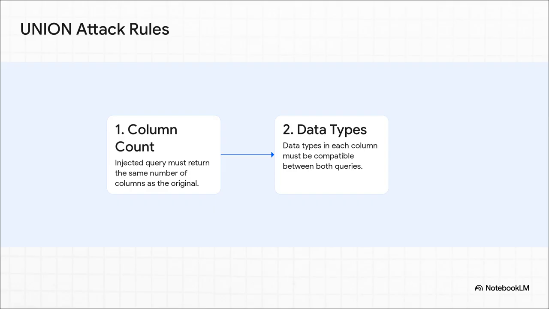Now, this isn't a total free-for-all. To make this work, the attacker has to follow a couple of rules. Their malicious query has to have the exact same number of columns as the original one. And second, the type of data in each column has to line up. You can't put text where a number should go. It's a bit of a puzzle for the attacker, but it's totally doable.